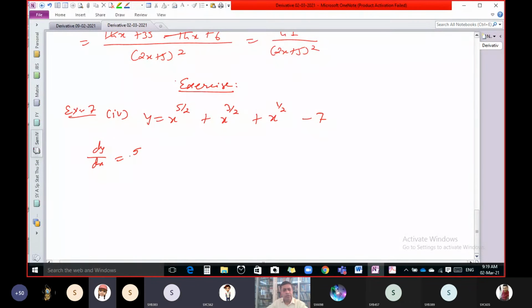5 by 2, x raised to 3 by 2. Correct, 3 by 2. Why 3 by 2? 5 by 2 minus 1. If we take the LCM of 2, we get 5 minus 2. That means 3 by 2.